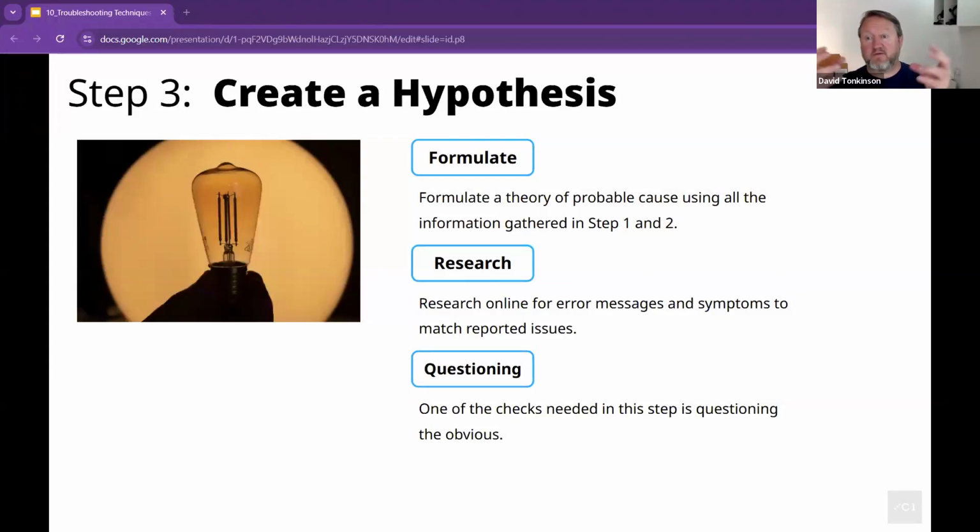And then what we do with this information, now that we've got a good idea of what happens, what should be happening, what they say is happening, and what they're doing when it happens. Once we've got all this information, we can look at formulating what we term a hypothesis. And we can formulate our hypothesis with a bit of research.